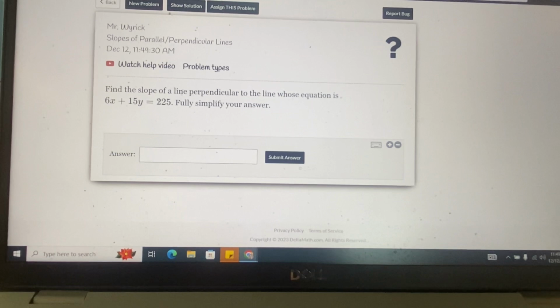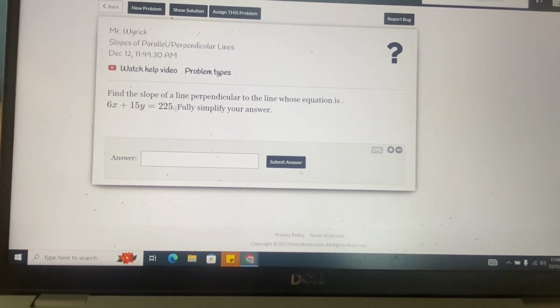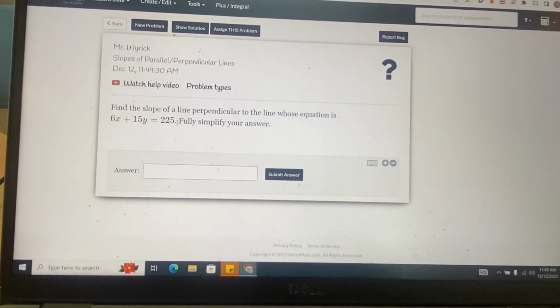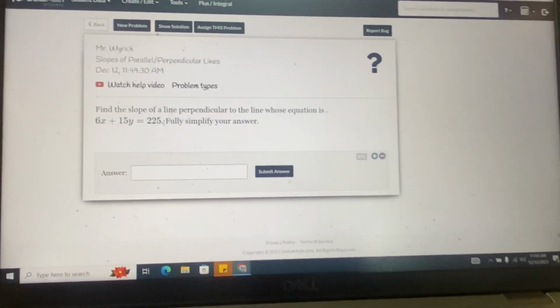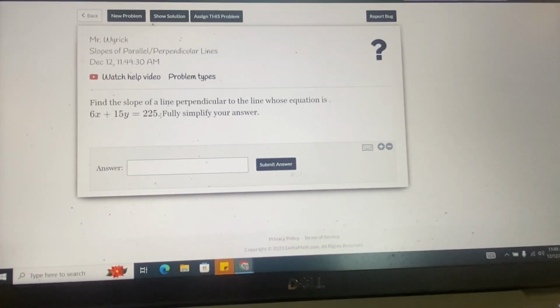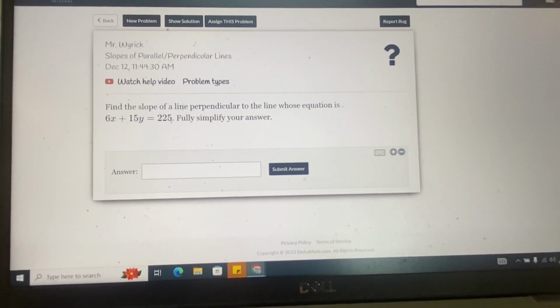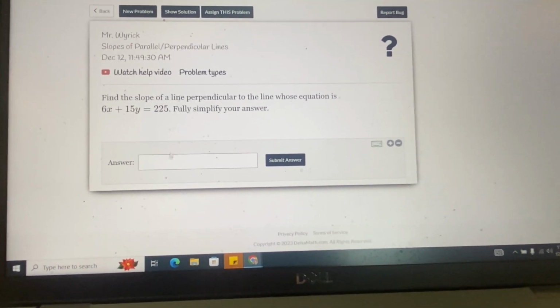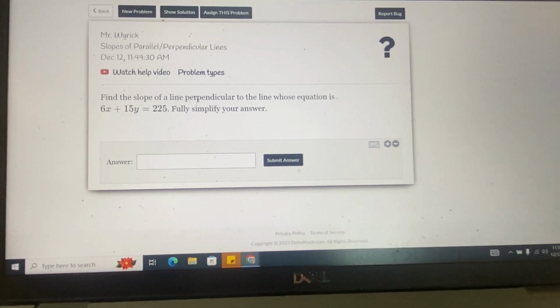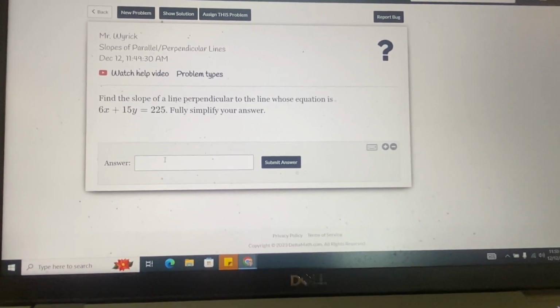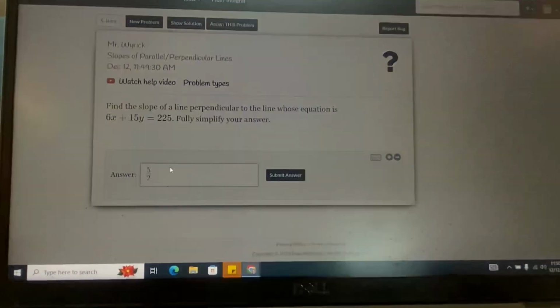I'm going to subtract the 6x, and then I'm going to divide by 15. 6 over 15, those are both divisible by 3. That's going to reduce down to 2/5, and it's going to be negative because I had to subtract the 6 to get it over here. A negative 2/5. If it was parallel, I would just put negative 2/5 because it's the same slope. Since it's perpendicular, I flip it over, I switch the sign. This is 5/2.